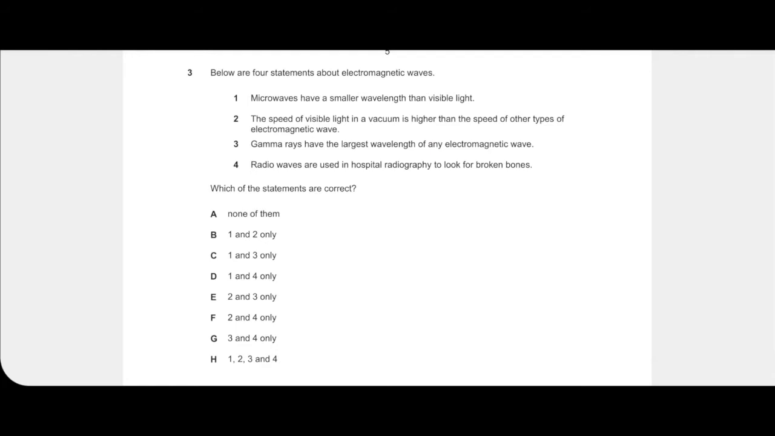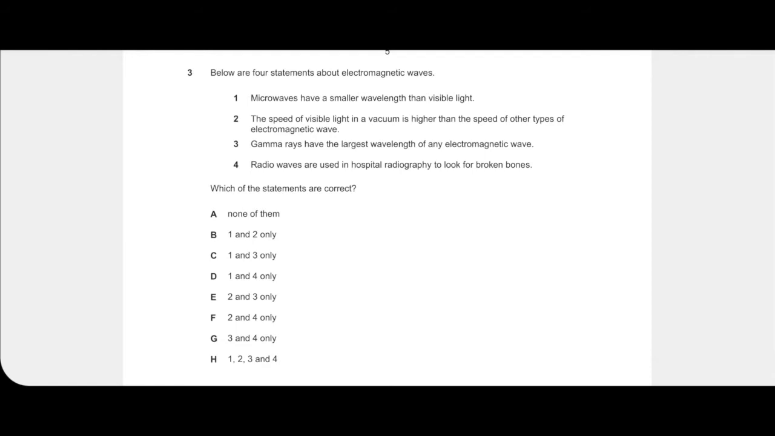Question number 3. Below are 4 statements about electromagnetic waves. Number 1, microwaves have smaller wavelength than visible light. 2, the speed of visible light in a vacuum is higher than the speed of other types of electromagnetic wave.